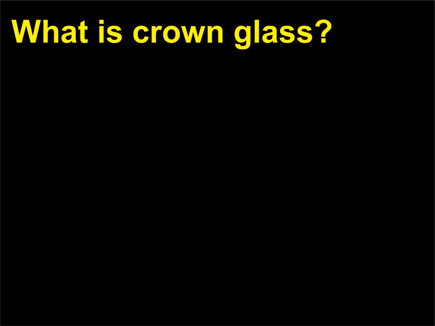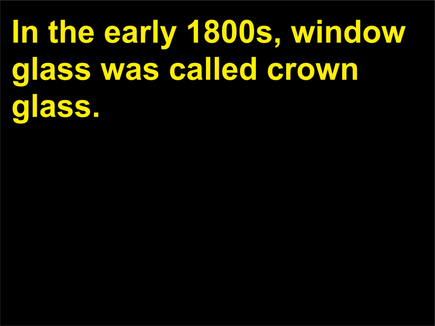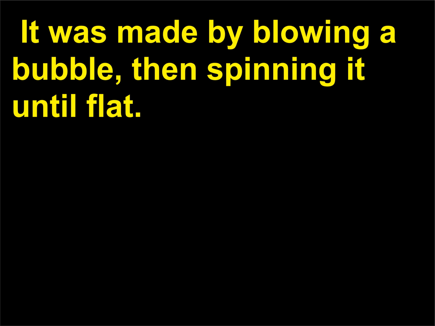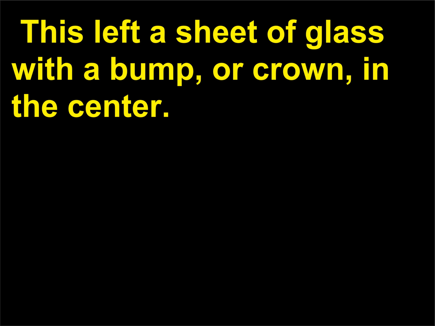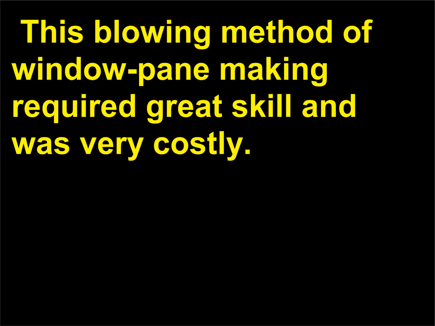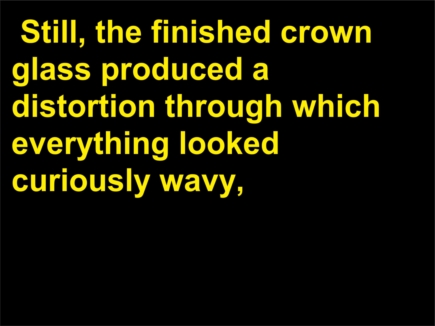What is crown glass? In the early 1800s, window glass was called crown glass. It was made by blowing a bubble, then spinning it until flat. This left a sheet of glass with a bump, or crown, in the center. This blowing method of window pane making required great skill and was very costly. Still, the finished crown glass produced a distortion through which everything looked curiously wavy. And the glass itself was also faulty and uneven.